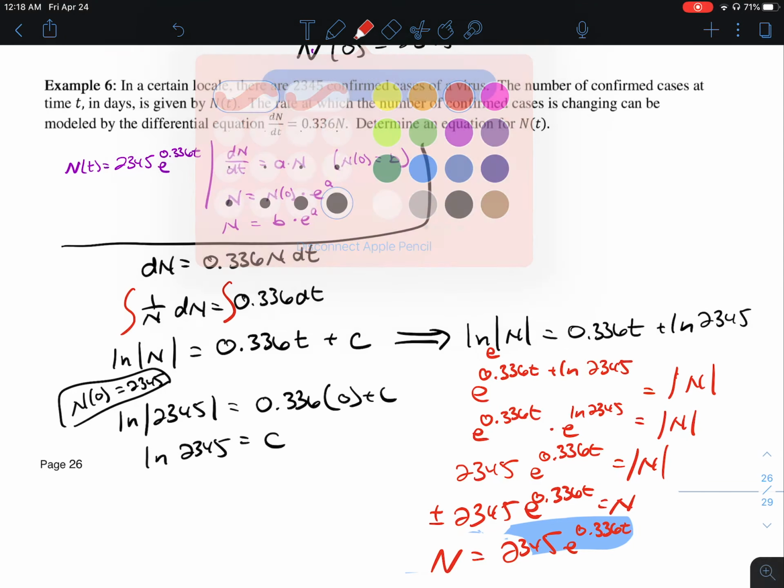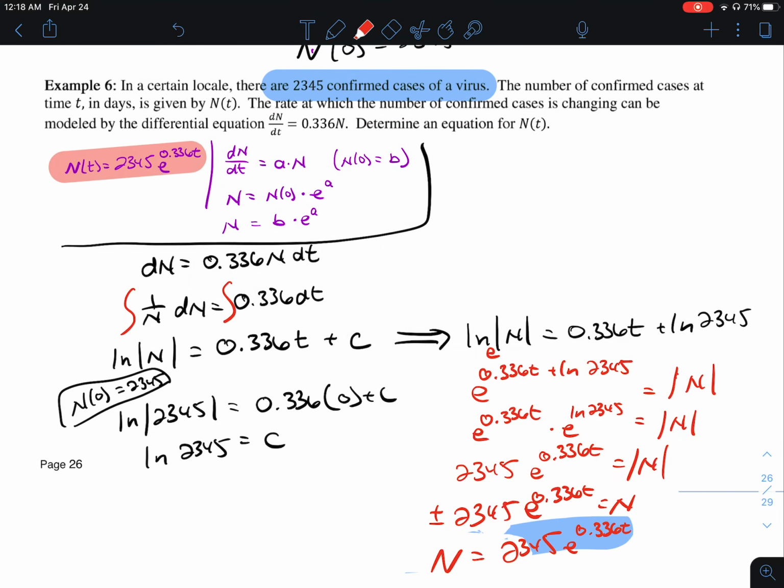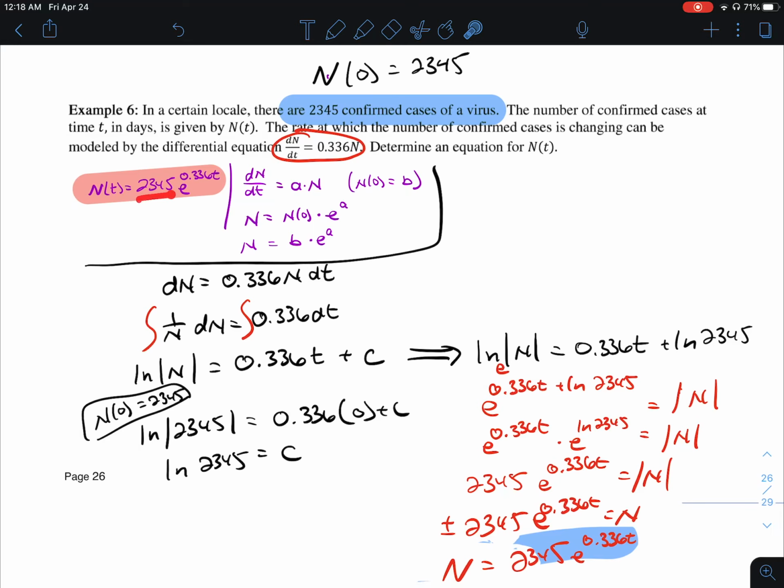Or if you recognize the pattern, you're done with that as soon as you recognize what's happening here. This is the initial value, it's the y-intercept, and this is the constant or the coefficient that you have here at the beginning.